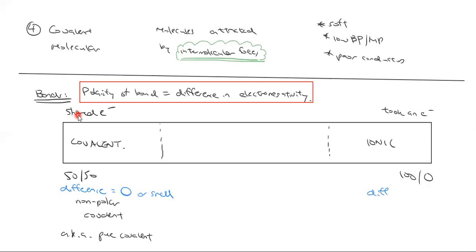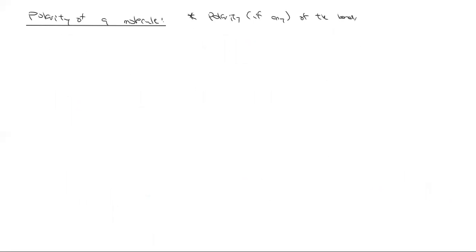If the difference is large, then it's going to be ionic. And if the difference is moderate, that's where we have what's called a polar covalent bond. Now note that this is talking about a bond. You need to determine the polarity of a molecule. The polarity of a molecule depends on the polarity, if any, of the bonds within the molecule, as well as the geometry or shape of the molecule.